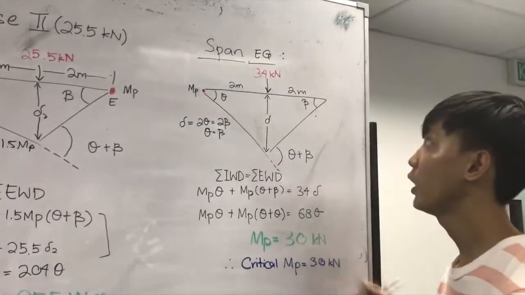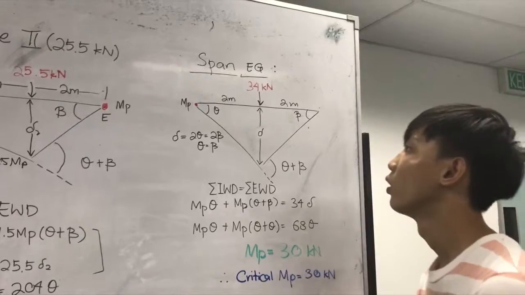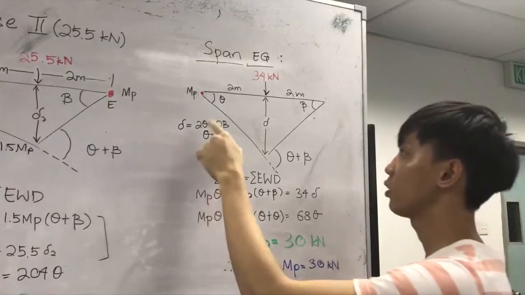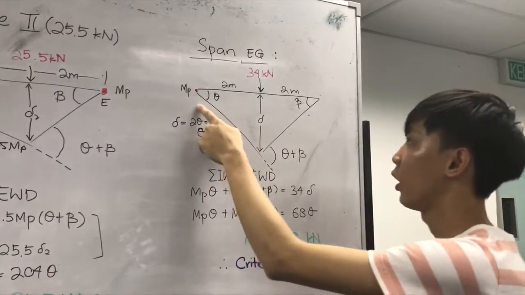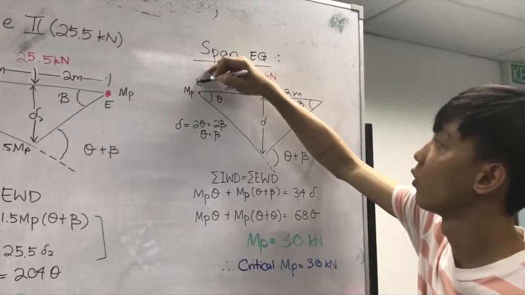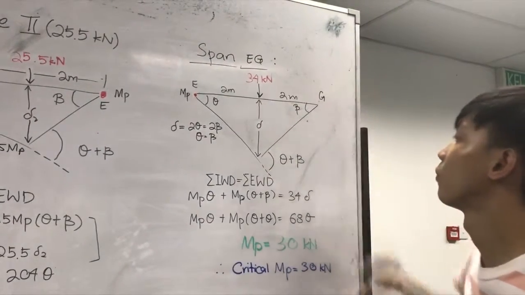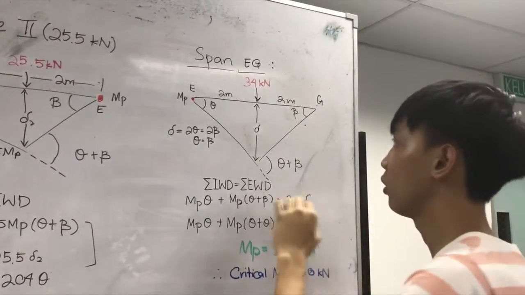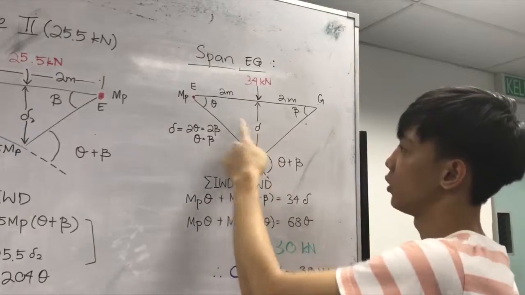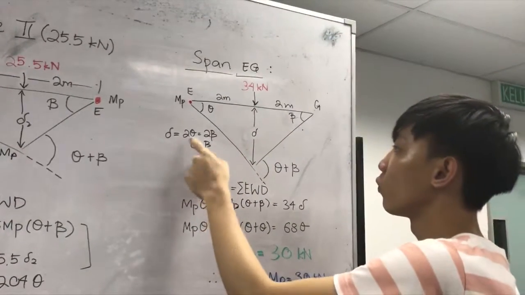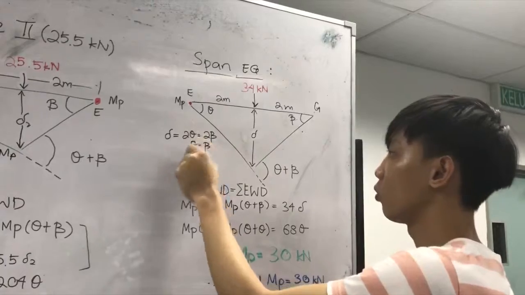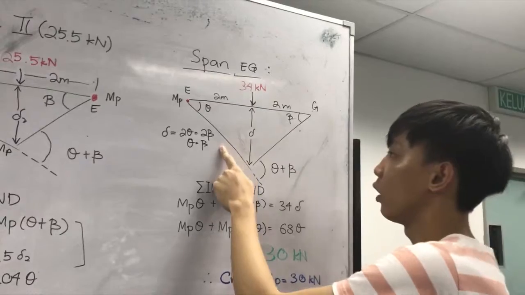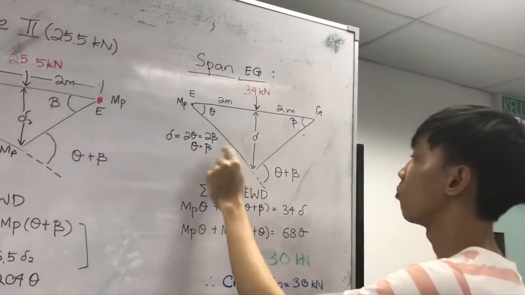So the last part is span EG. For span EG, this is the plastic moment diagram, whereby the location of hinge is here at E, and there is no hinge at G. So from this diagram, you have to define deflection, which is the delta. So the delta is equal to 2 theta, and it is equal to 2 beta, and then theta is equal to beta.